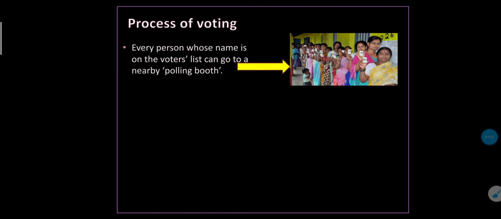So after including their name in the voter list, they will go to their particular constituency's venue, where they are already informed beforehand by the Election Commission. They have to go over there only.